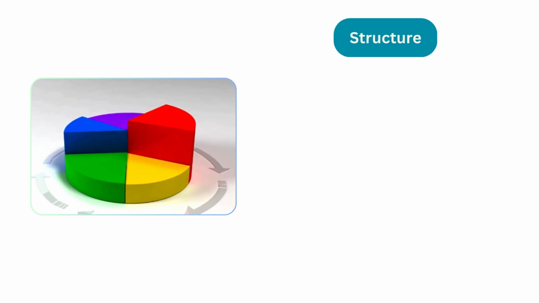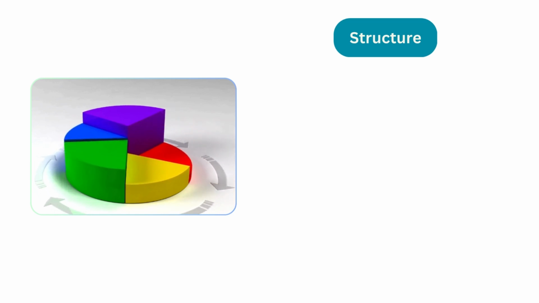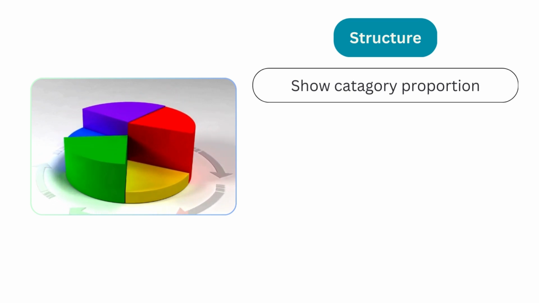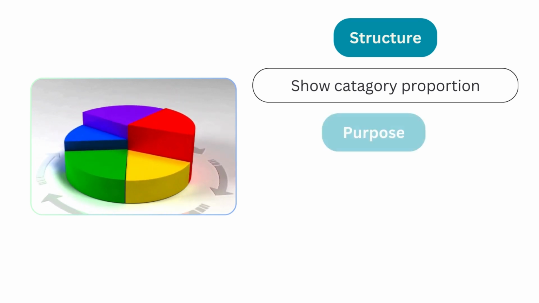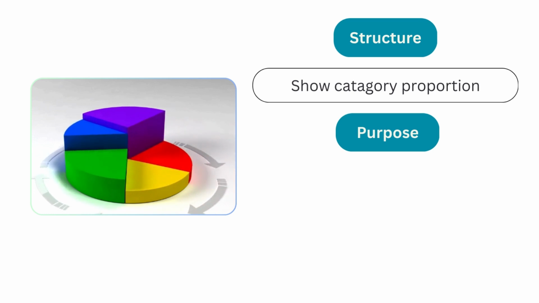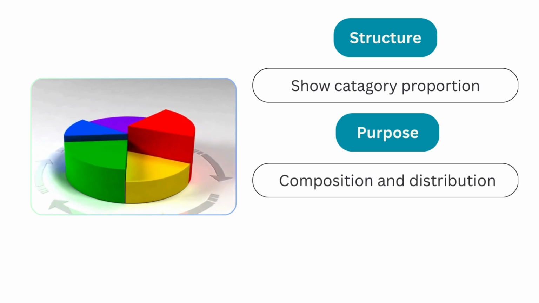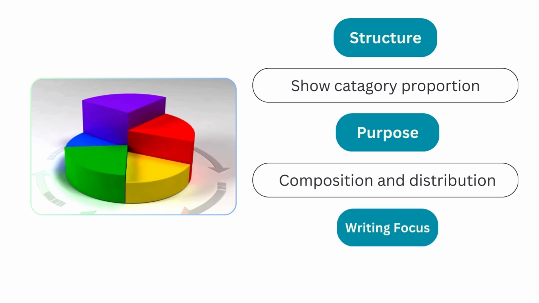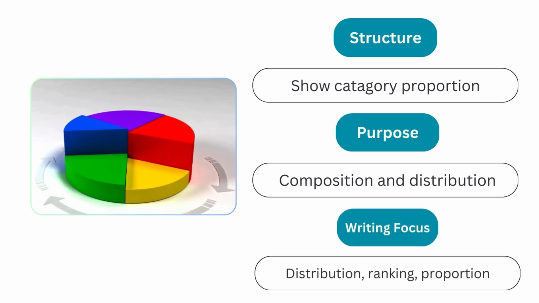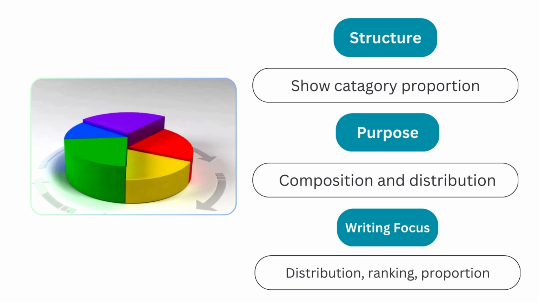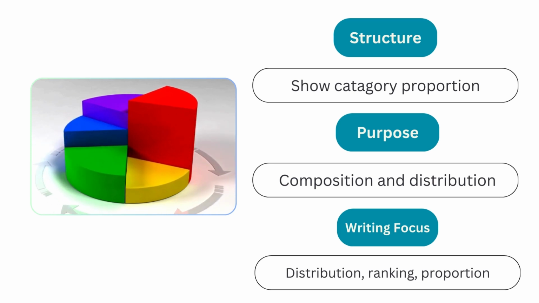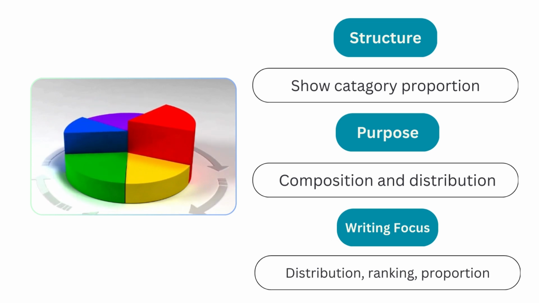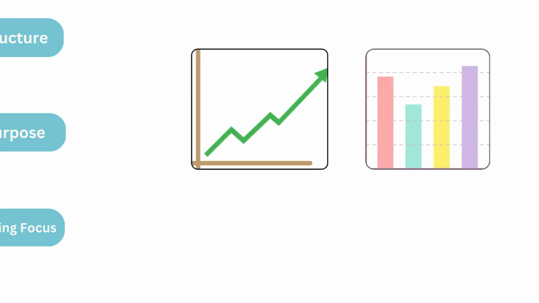Structure. Pie chart is a circular chart divided into slices, where each slice represents a category's proportion of the whole. And the purpose. Pie chart usually illustrates how a whole is divided into parts. Writing focus. When writing about pie chart, always demonstrate the percentages or fractional distribution of categories within a total, or compare changes across multiple pie charts.